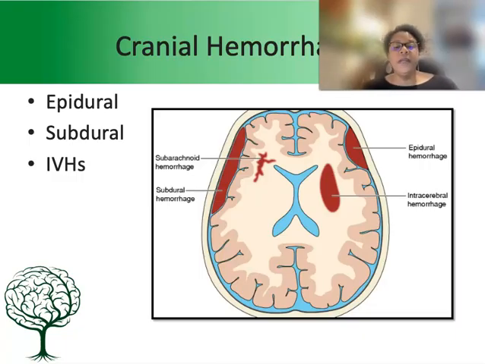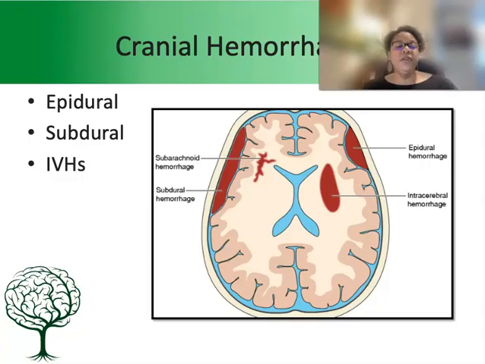So this can become an emergency. These usually are very acute. We get reports that they fell or they got hit or something happened. And let's say it's around 12 p.m. in the afternoon. And then literally within an hour or two, we're starting to see these signs and symptoms.